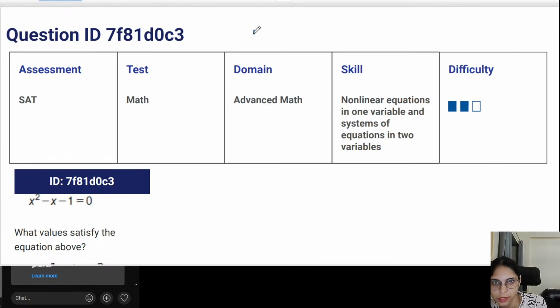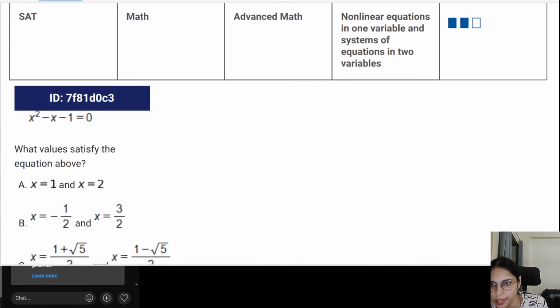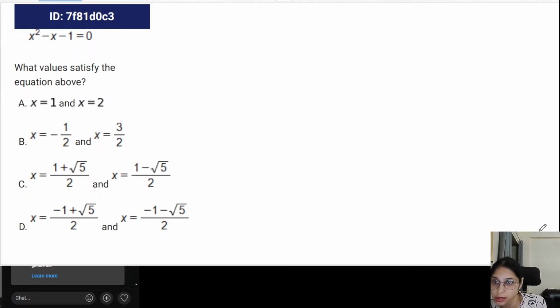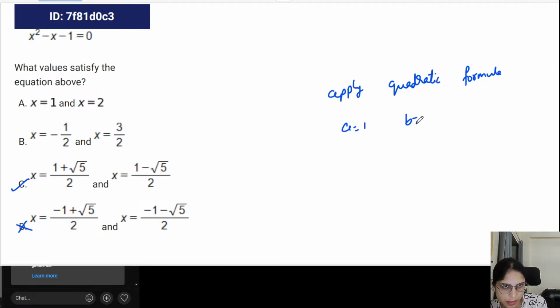Question number 4. Thank God there are quite a few medium problems over here. X squared minus x minus 1. Which of the following values satisfy the equation above? Okay, last option is gone because b is minus 1, so it should be 1 plus or minus something. I think this is option C. I'm applying quadratic formula. A is 1, B is minus 1, C is minus 1. Why am I applying quadratic formula? Because I can't factor it.